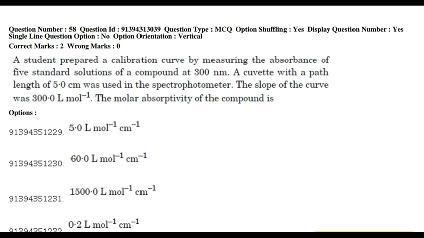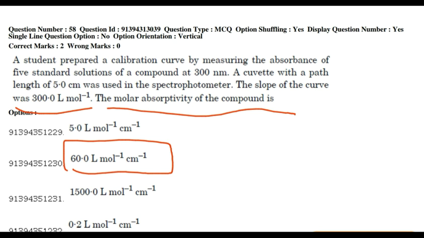A student prepared a calibration curve by measuring the absorbance of 5 standard solutions of a compound at 300 nanometer. A cuvette with a path length of 5 cm was used in the spectrophotometer. The slope of the curve was 300 liter per mole. The molar absorptivity of the compound is 60 liter per mole per centimeter, which is the right answer.